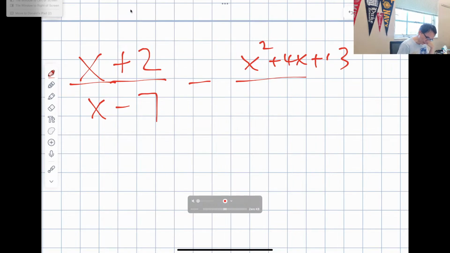So now on the bottom, you have the same thing: x plus 3 and x minus 7. And the top is going to be x plus 3 times x plus 2, minus x squared plus 4x plus 13. Is that okay? Now, can anything simplify?